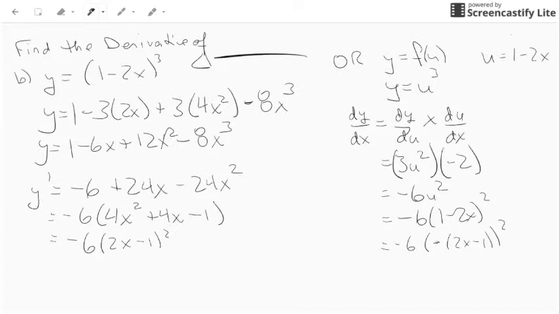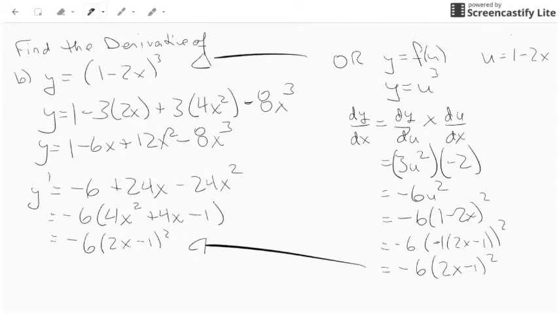Now, when I square that negative 1 out front to get it outside of the parentheses, negative 1 squared is going to become positive 1 multiplied by the negative 6 that's already out there. Well, it's just going to stay negative 6. And that's going to be (2x minus 1) squared, which is exactly what we got over here.